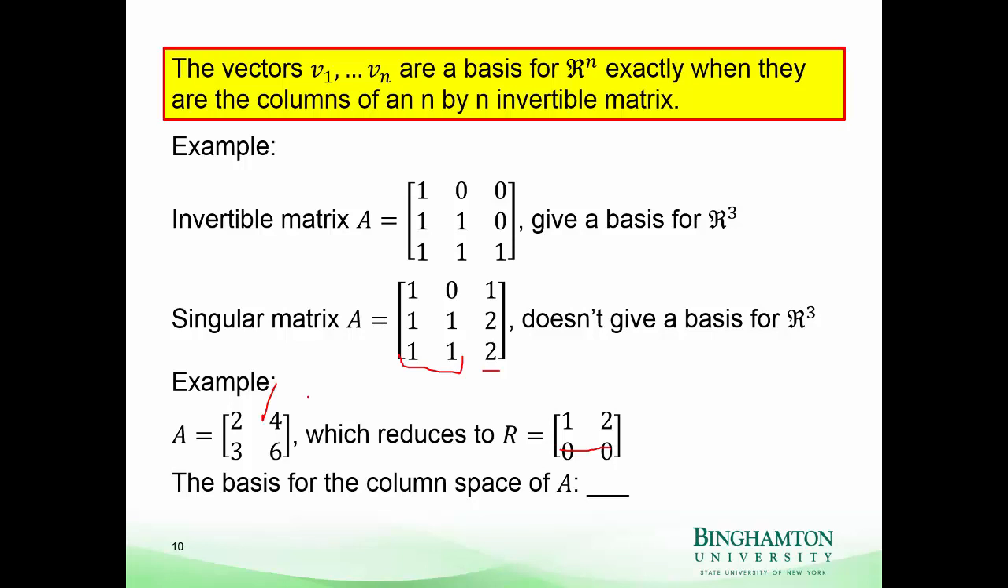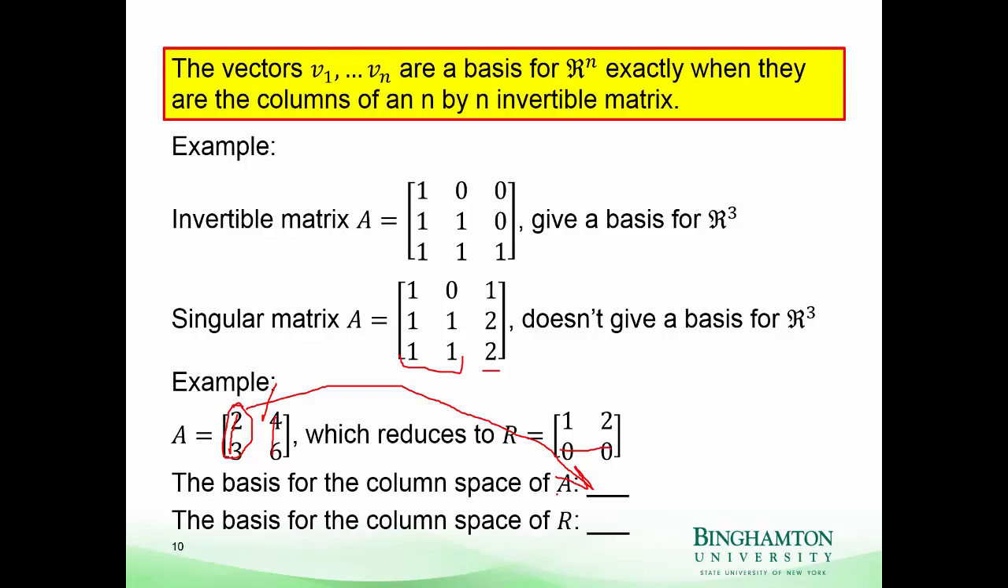So the basis for the column space of A, well, we've got 2, 3, 4, 6. Notice that the second column is just a multiple of the first column. So we could just put in here the first column. So that's a one-dimensional space. That's the column space of A. Basis for the column space of R, well, we could pick either one, but we might as well just pick the first one. So that's going to go in there. Now notice that these are not the same space, right?